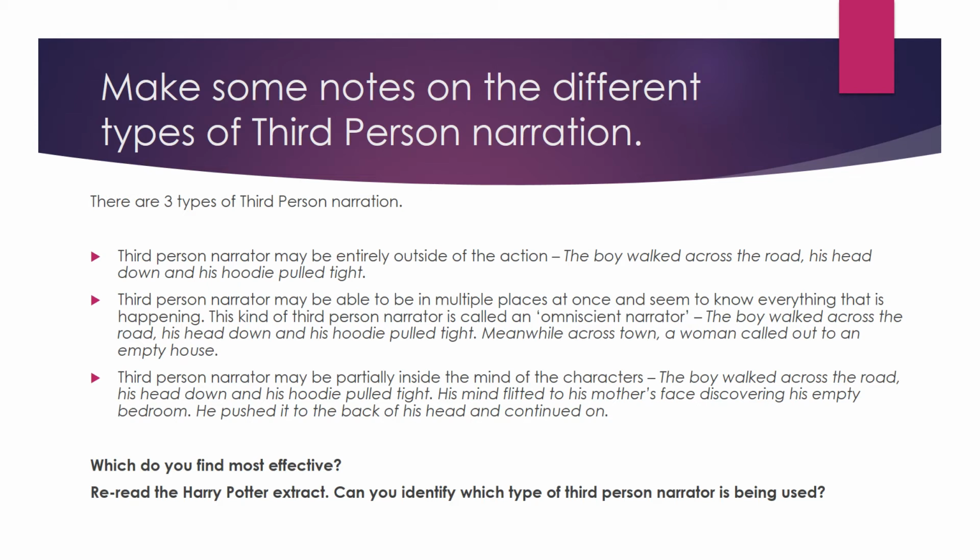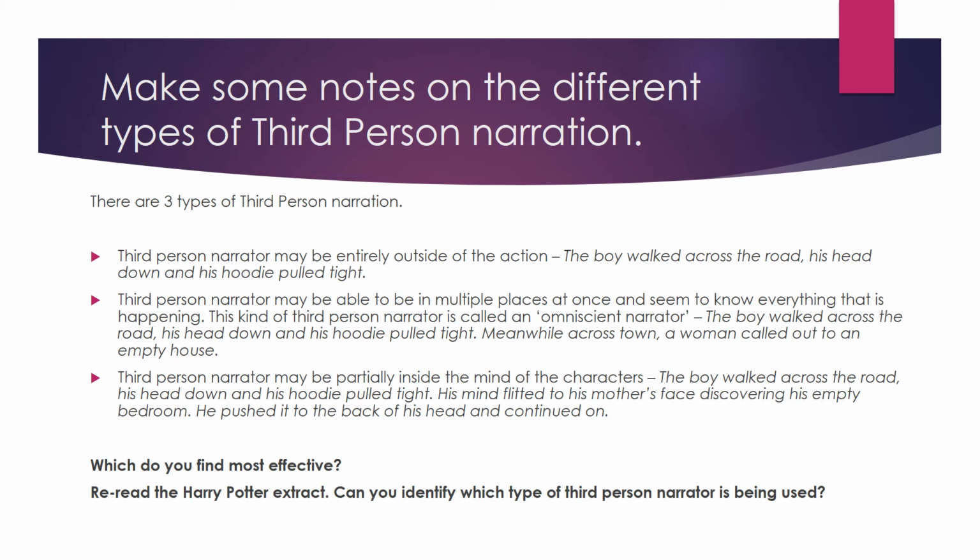The second type is where the narrator may be able to be in multiple places at once and seems to know everything that's going on. And this is the kind of third person narrator which is often called an omniscient narrator, an all-knowing narrator. So an example of this: the boy walked across the road, his head down and his hoodie pulled tight. Meanwhile, across town, a woman called out to an empty house. So we've got the narrator knowing what's happening both with the boy and with the woman, who is in an entirely different place.